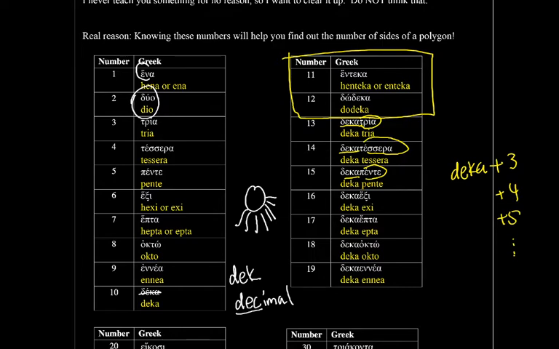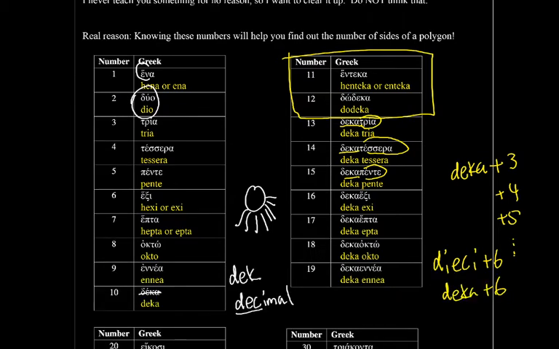So 10 comes from deca. 10, deca. So I'm just going to write that real quick. Like 16, deca exi. 10, deca. So do you see the resemblance there? And in English we do 11, 12, and then 13, 14, 15, 16. So just notice there is a pattern.